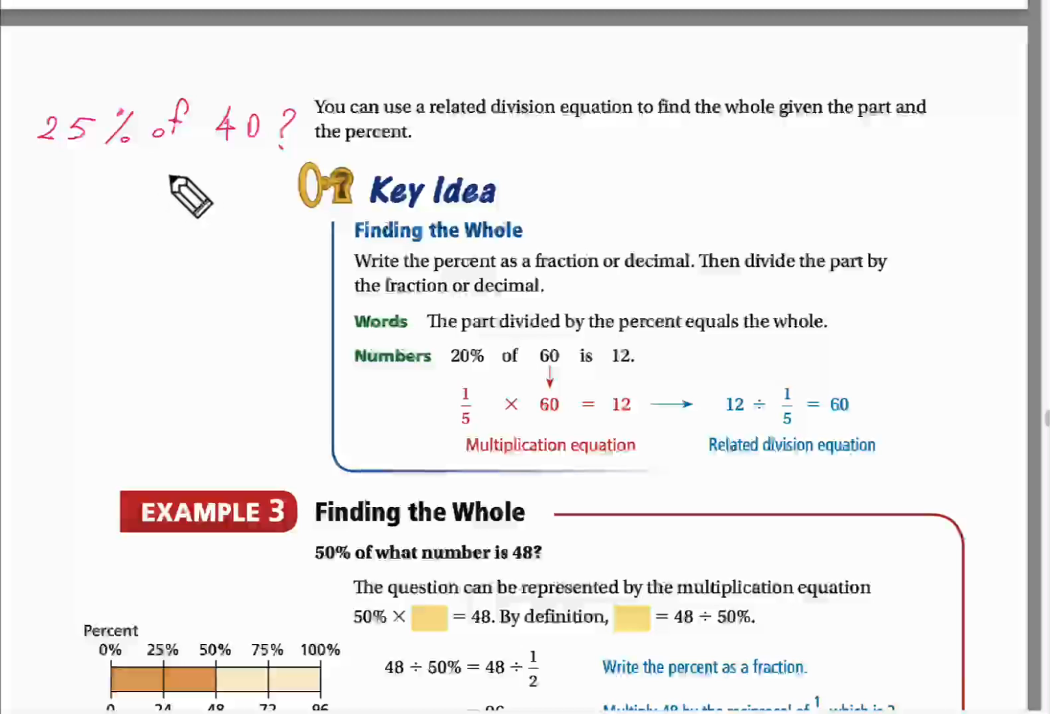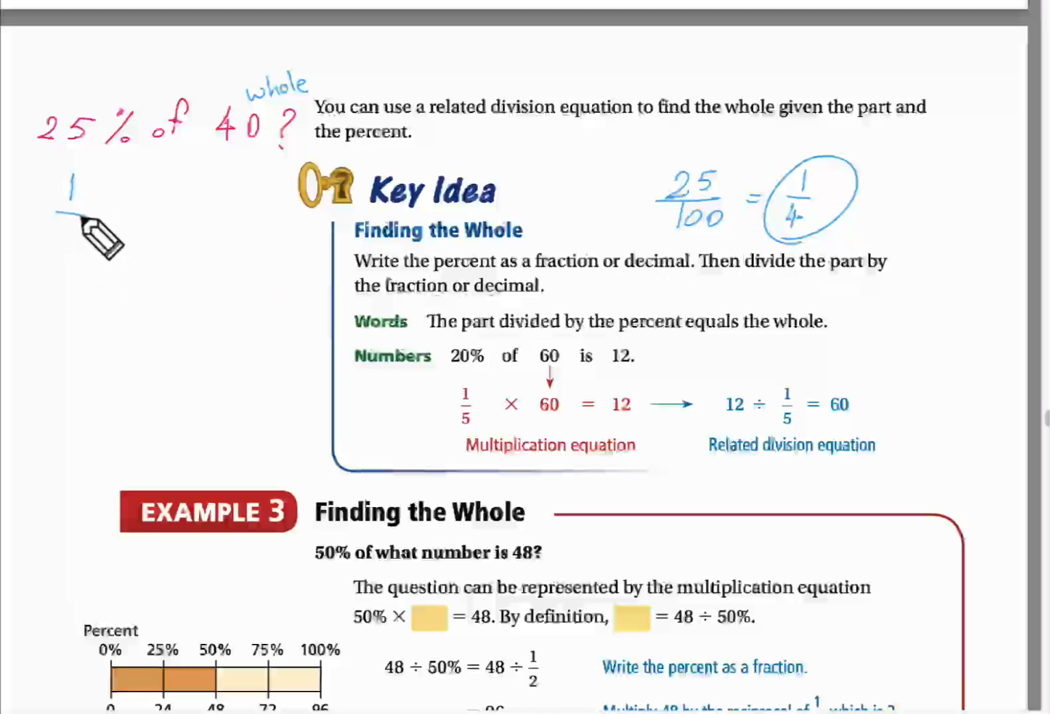You want to find the whole or the part. Here I want to find a part because I have the whole. The 40 here is the whole. Okay, so to find 25%, you need to write it as a decimal or as a fraction. If you write it as a fraction, remember 25% is 25 over 100. And we know that the simplest form of this is 1/4. So we can use it as 1/4.